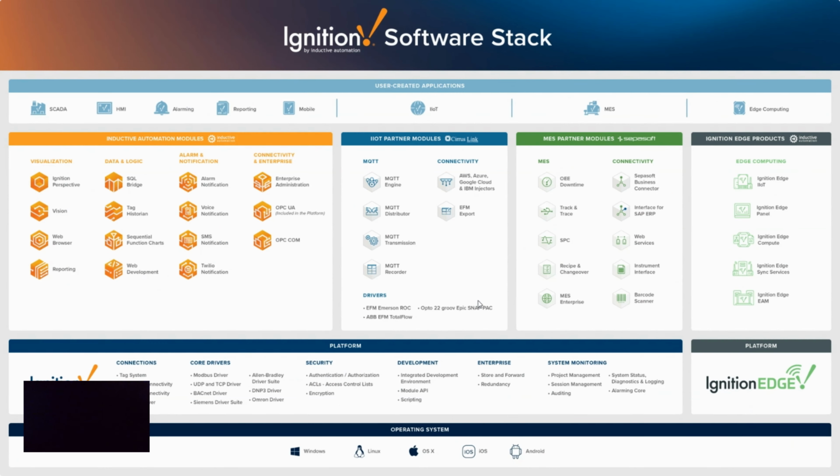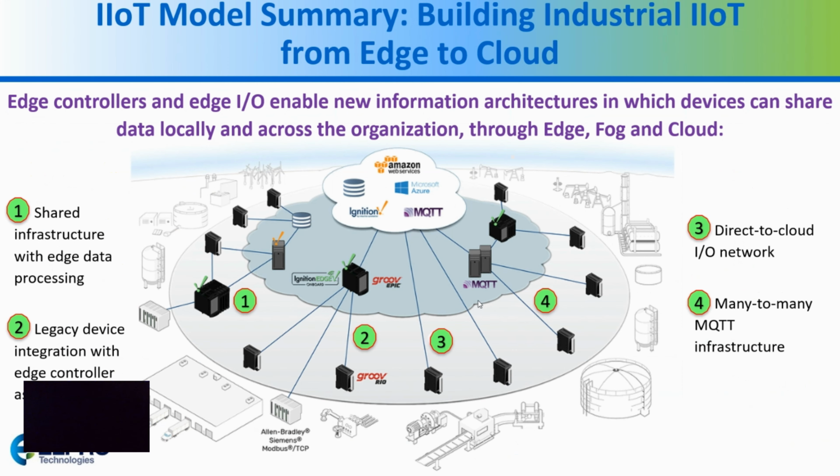So, as I mentioned with Ignition, it uses that edge on the edge of the network to provide you with an HMI. Up in a cloud, it exchanges all of its information with that store and forward mechanism, and then it uses an MQTT engine for the transport of the data.